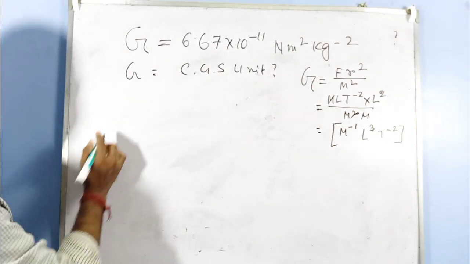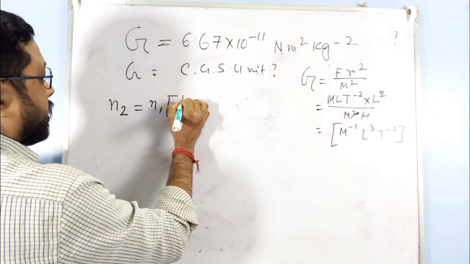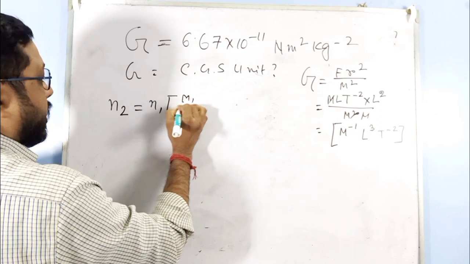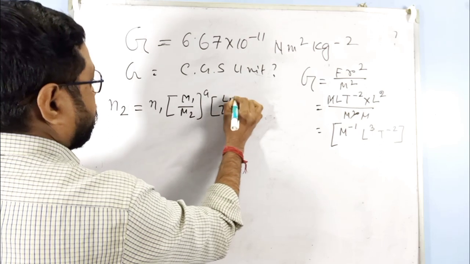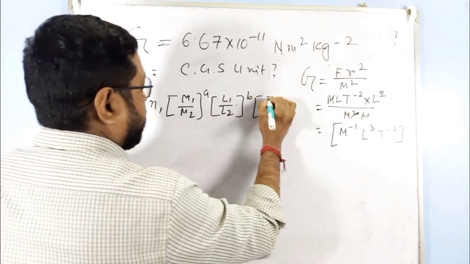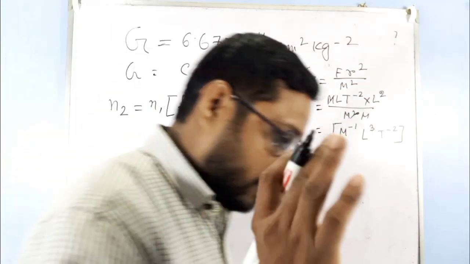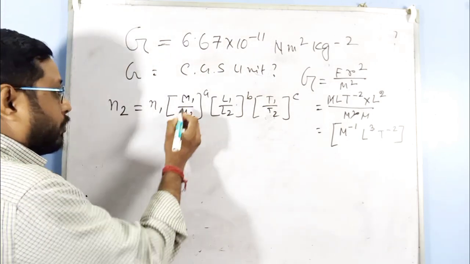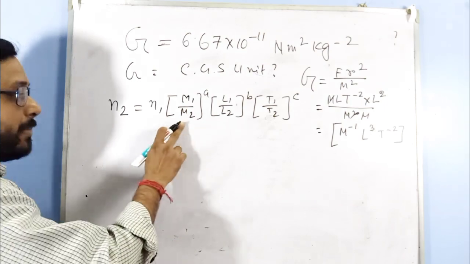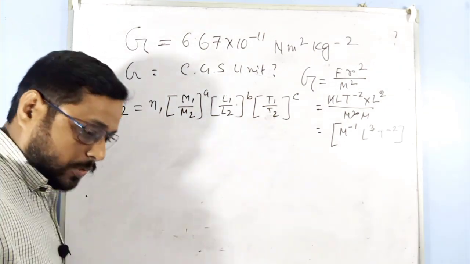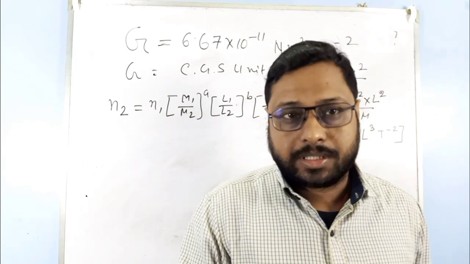So we can use the formula n2 is equal to n1 times (M1 by M2) to the power a, (L1 by L2) to the power b and (T1 by T2) to the power c. But here, wait, we write M1 by M2, L1 by L2, T1 by T2. That does not mean that M is mass, L is length, T is time. No. We have to use them as units, not dimensions.